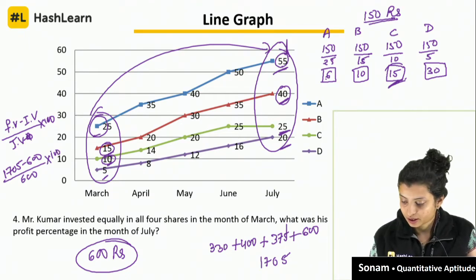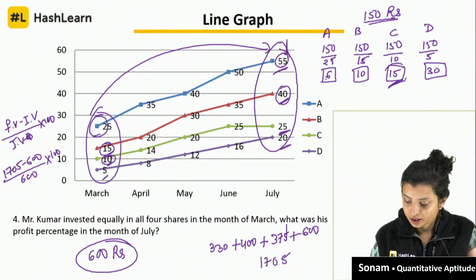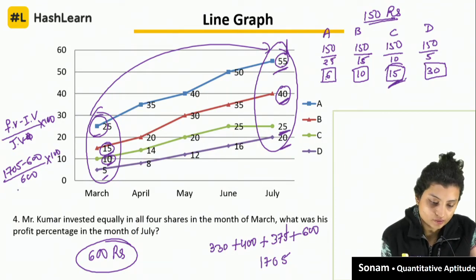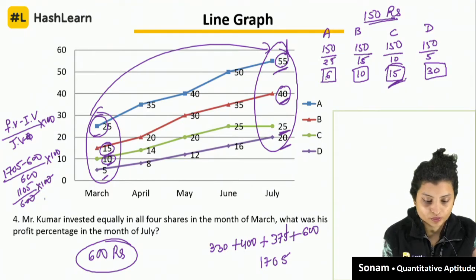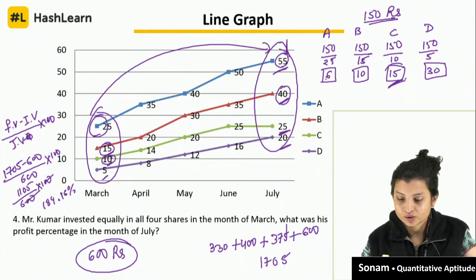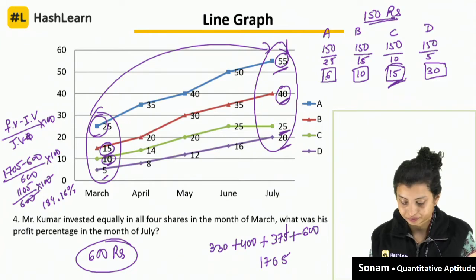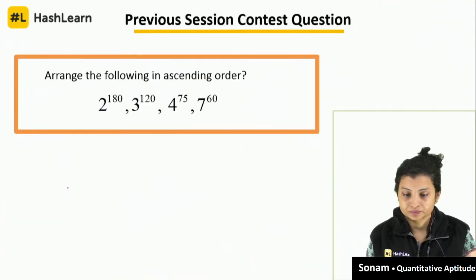Okay, let's do the calculation. This minus 600 will be 1105 divided by 600 into 100. So this divided by 6. So how much will you get? 184.16%, right? So that's how you can do the calculation part. Okay, let's move to the next part.